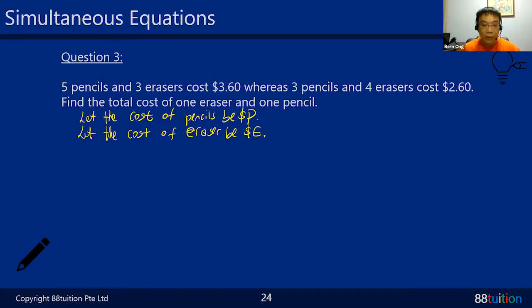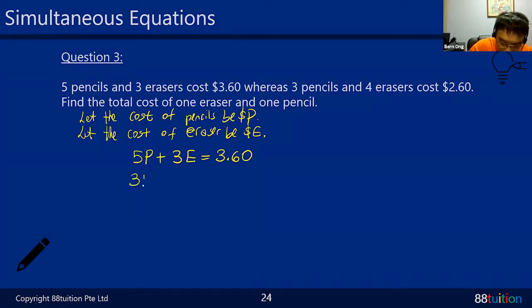Okay. So down here, you can actually say 5 pencil. 5 pencil means 5p. All right, plus 3 eraser, 3e, equal to $3.60. I purposely don't want to write the dollar sign, it's very long-winded. Then the second clue, 3 pencil, and means plus, 4 eraser, 4e, equal to $2.60, like that. See, I got two equations already. This is called equation 1, and this is called equation 2.